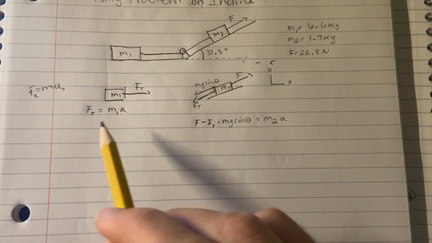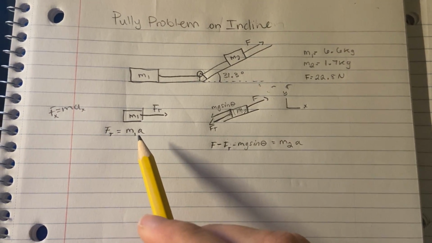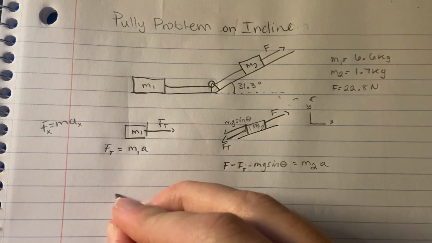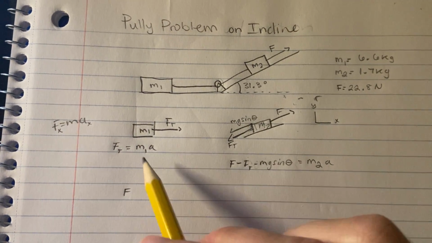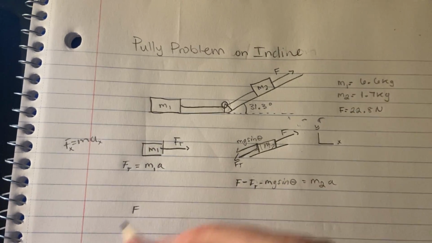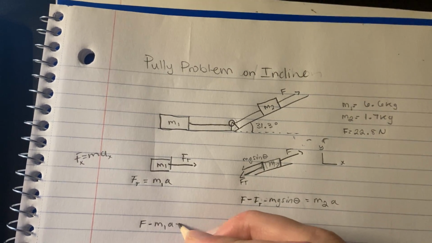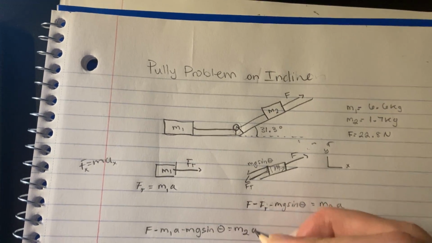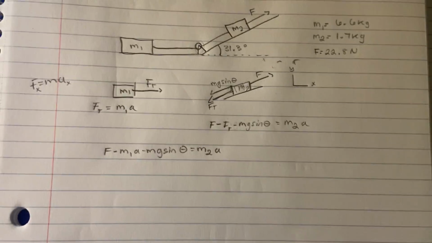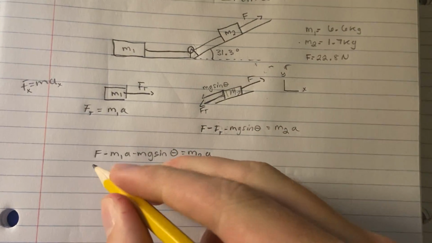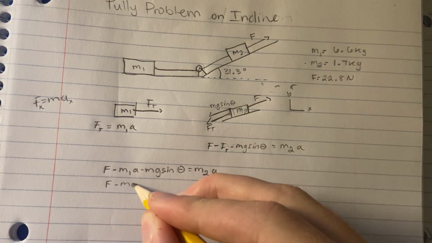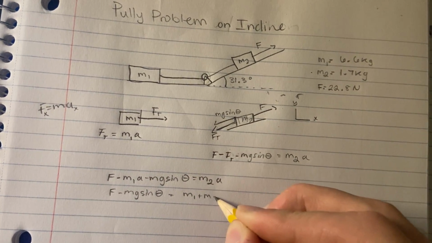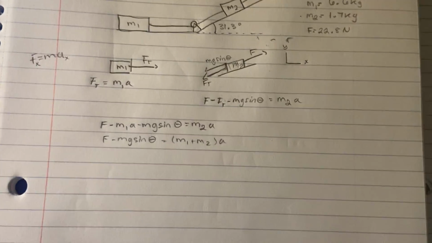All right, so we know that Ft equals m1a. So what we're going to do is plug that in. We have F right here, and then for Ft we plug in m1a. So F minus m1a minus mg sine theta is equal to m2a. I'm going to move this to the other side. So F minus mg sine theta equals m1 plus m2 times a, once you break it all down.